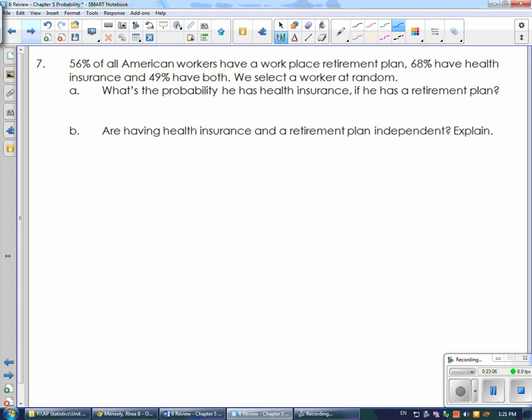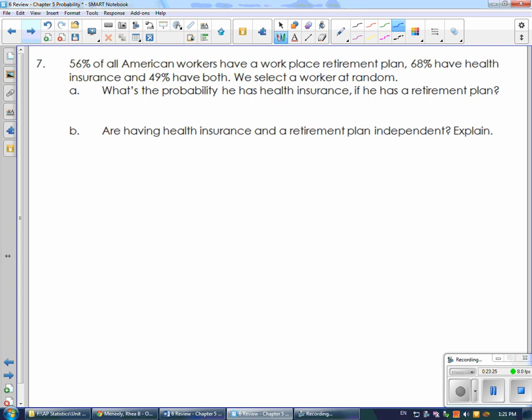Number 7, we know that 56% of all American workers have a workplace retirement plan. 68% have health insurance, and 49% have both. If we select a worker at random, what's the probability he has health insurance if he has a retirement plan?